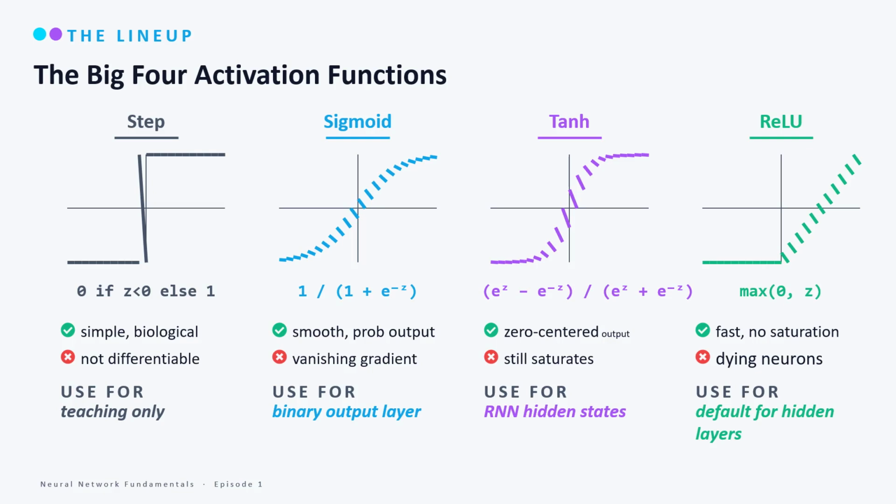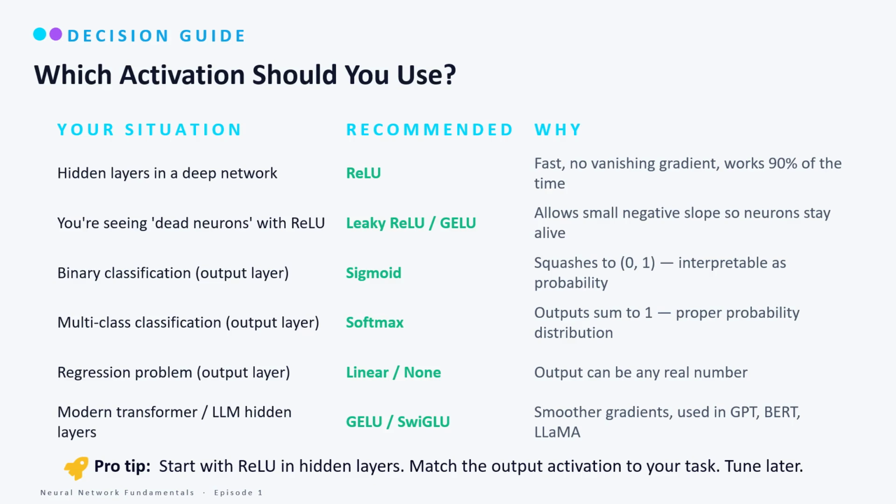ReLU, this is the king. ReLU stands for rectified linear unit. Sounds fancy. It is literally just: if it is negative, make it 0, otherwise keep it. That's it. Fast, simple, and 90% of modern AI uses it.